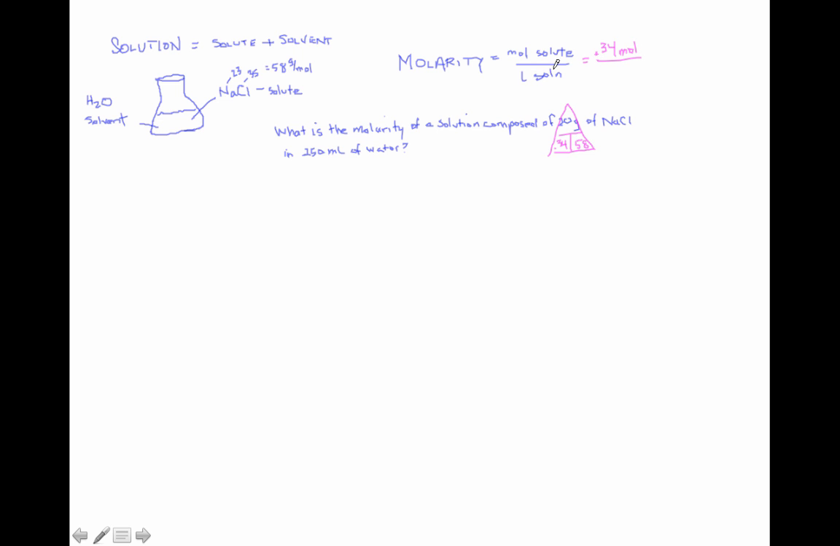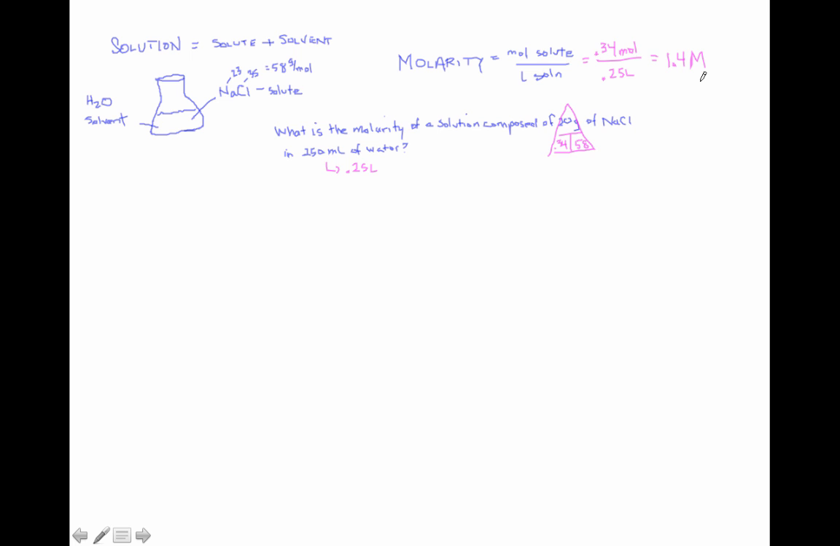Now we have 250 milliliters of water. How many liters is that? I hope you're thinking that's 0.25 liters. We are going to ignore the volume of the salt itself. I don't have any data on that here, so let's just keep our life simple at this point and say the solution volume is pretty much the same as the water. So 0.34 divided by 0.25, we would say this is a 1.4 molar salt solution.